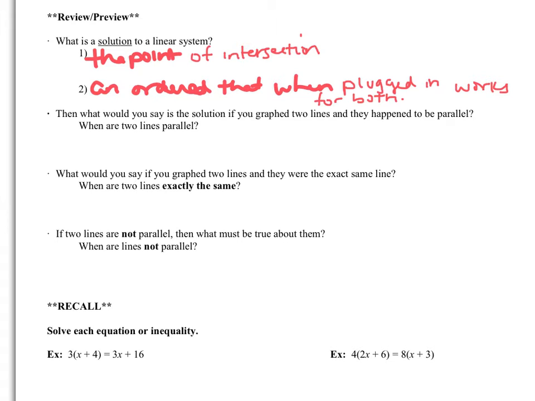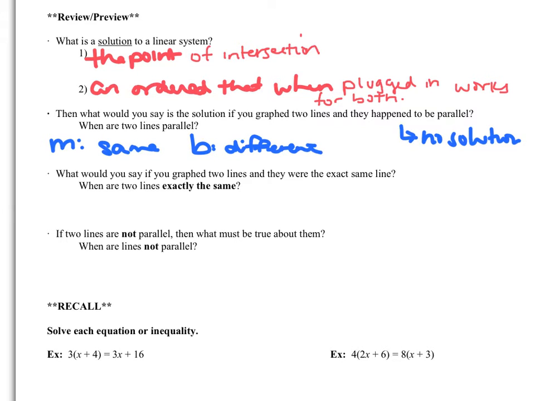When you graph two lines, you can end up with parallel lines, and we know that parallel lines don't intersect. So if two lines don't intersect, and a solution is the point of intersection, then that system would have no solution. We know that lines are parallel when their slopes are the same. The other thing is that their y-intercepts, which is b, have to be different. The reason is that if they had the same slope and the same y-intercept, they would be the exact same line. It would be like graphing a line and then having another line directly on top of it.